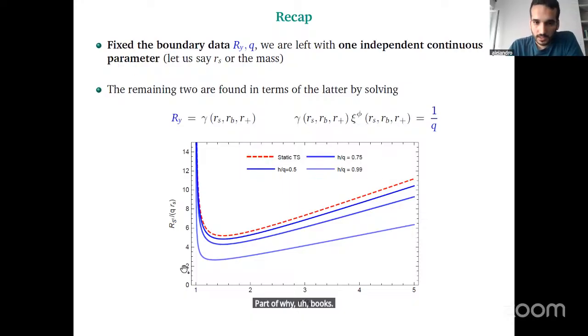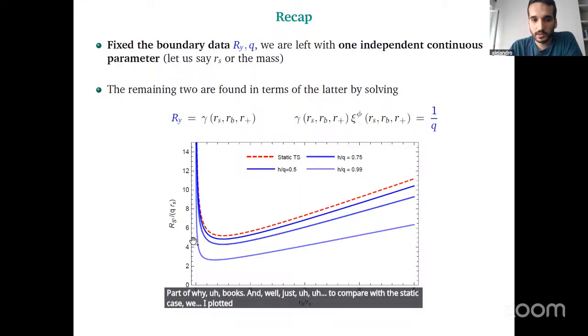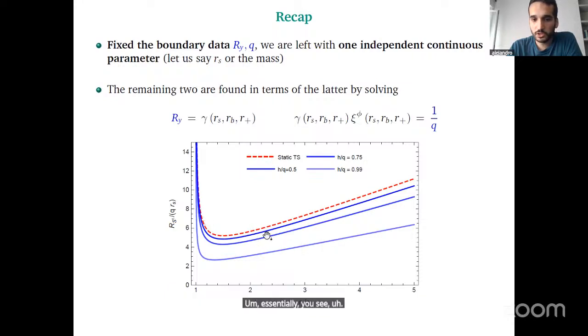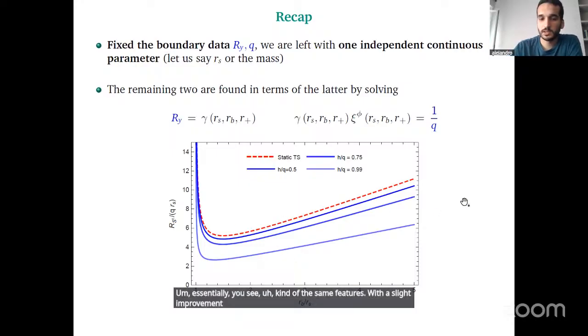And well, just to compare with the static case, I plotted here the internal radius as a function of the quotient between RB and RS, and essentially you see the same features with a slight improvement in this rotating case.